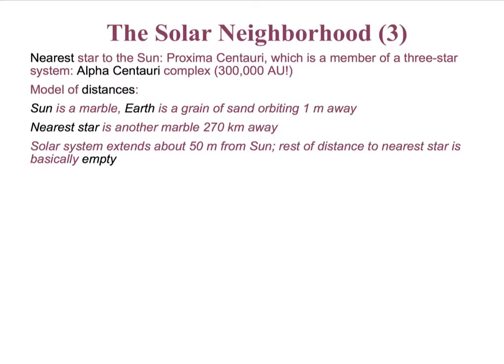We can think about these model distances. We think about us and the sun having a distance of 1 AU, and if we gave the sun as a marble and the Earth as a grain of sand that was a meter away, that would make our nearest star 270 kilometers away. The nearest star to the sun, Proxima Centauri, is a member of the Centauri complex, which is really 300,000 AU away. So in our model distance, it would be 270 kilometers.